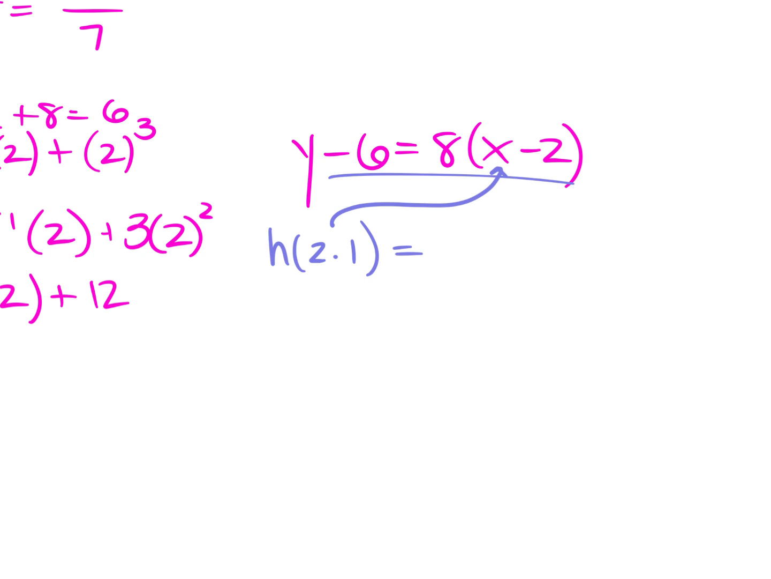So this would have looked like 8 times, what is 2.1 minus 2? 0.1. And then we would have had to add 6 to the other side to solve for y, right? What is 8 times 0.1? 0.8 plus 6 gives me 6.8.